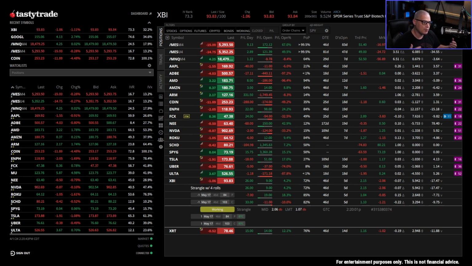The truth with short options, naked short options, short puts, and short calls is you will almost never take the max drawdown of any undefined risk strategy as long as you close the trade early. One of the ways to close the trade early is to have a profit target. That way, when you hit that 50% profit target, take it off.